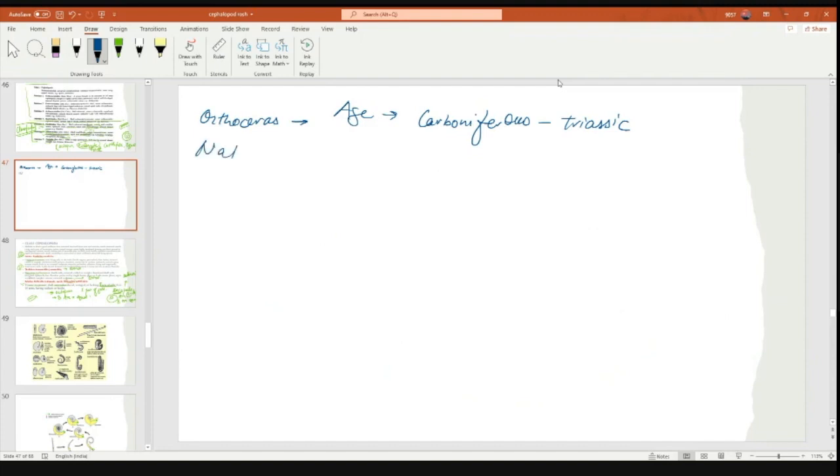Second one is the Nautilus. Nautilus is also called the living fossil. Okay, you have to remember living fossil. Living fossil of cephalopod is Nautilus. Living fossil of brachiopod is Lingula.